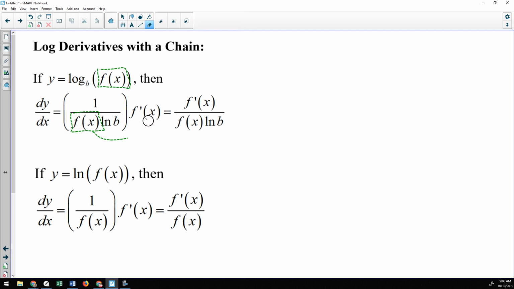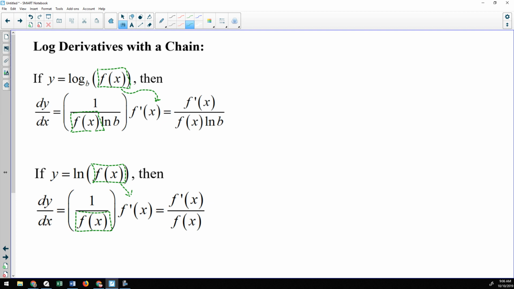So actually I'm going to draw the arrow right here because we're doing the derivative of what was inside the log, and that's how we got f prime on the outside. So it's 1 over stuff, natural log b, times the derivative of the stuff. Same thing for the natural log. The derivative of natural log is 1 over the inside, so it's 1 over f, but then we have to multiply by the derivative of what is inside. That is your chain rule.